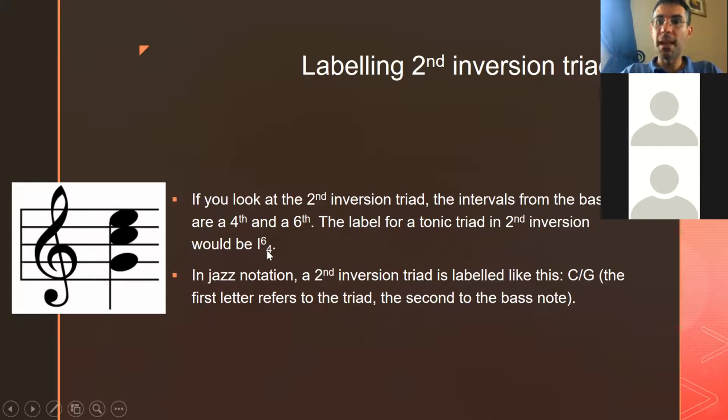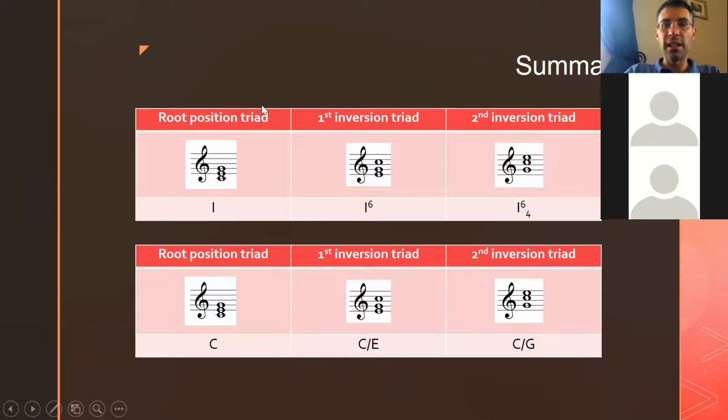So root position, you just write 1, or if it's on another degree of the scale, 4 or 5 or whatever. For first inversion, you write a little 6. And for second inversion, you write 6, 4. So let's have a look at this. Here's a root position triad. C is at the bottom, E, G. You see, it's just got a 1.